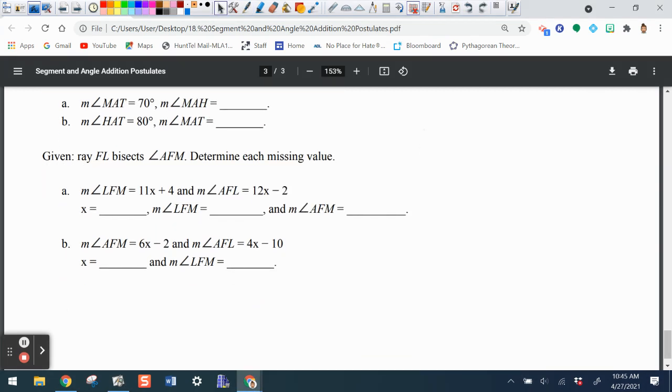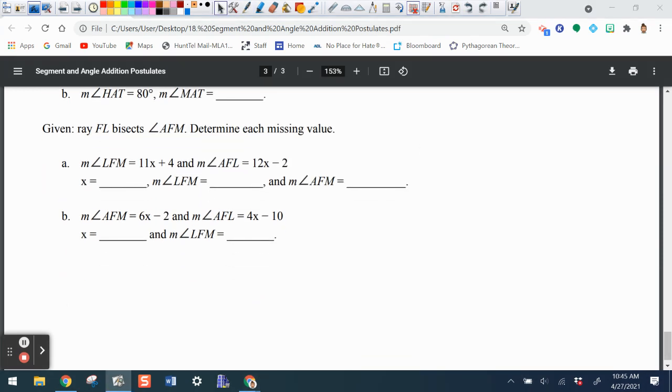So let's take a look. Again, one piece of given information, but two different problems. So ray FL bisects angle AFM. So I'm going to start with AFM. Notice all of my example angles are acute angles. I draw them the same way. That's not the part here we're looking at. We're just trying to create an equation to solve for our missing pieces.